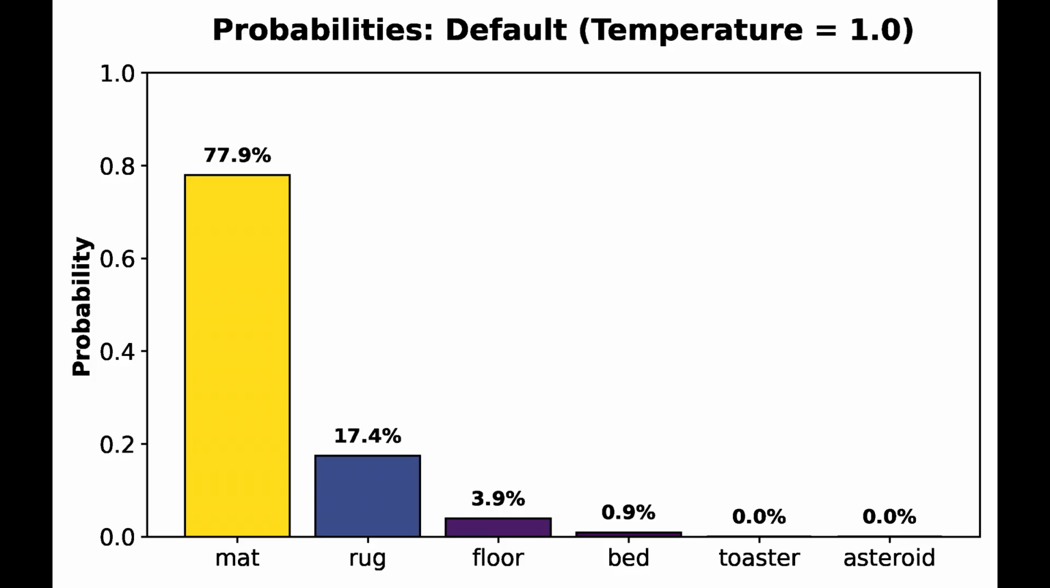To understand temperature, we have to look at the moment just before the AI chooses a word. Let's say the sentence is, "The cat sat on the." At this microscopic moment, the AI hasn't actually picked a word yet. Instead, it has calculated a raw score for every single word in its vocabulary. The word mat might have a very high score. Rug might have a slightly lower score. Asteroid will have a very low score. These raw scores are called logits.